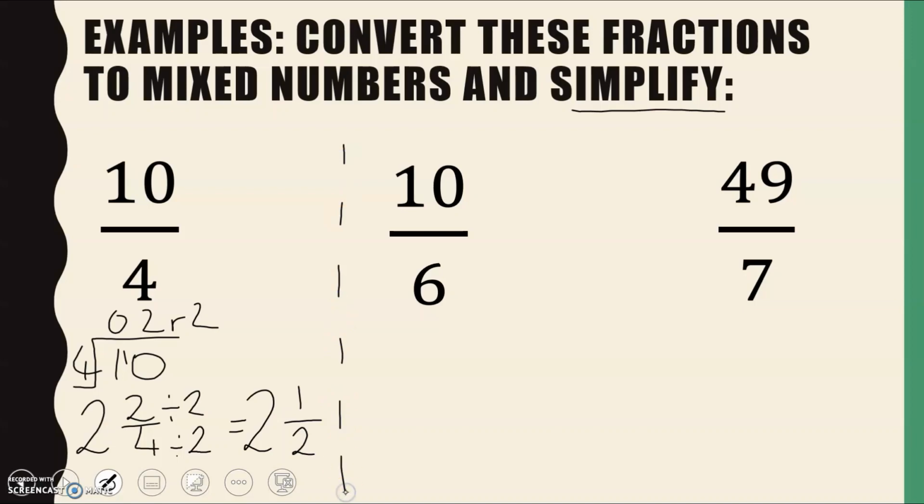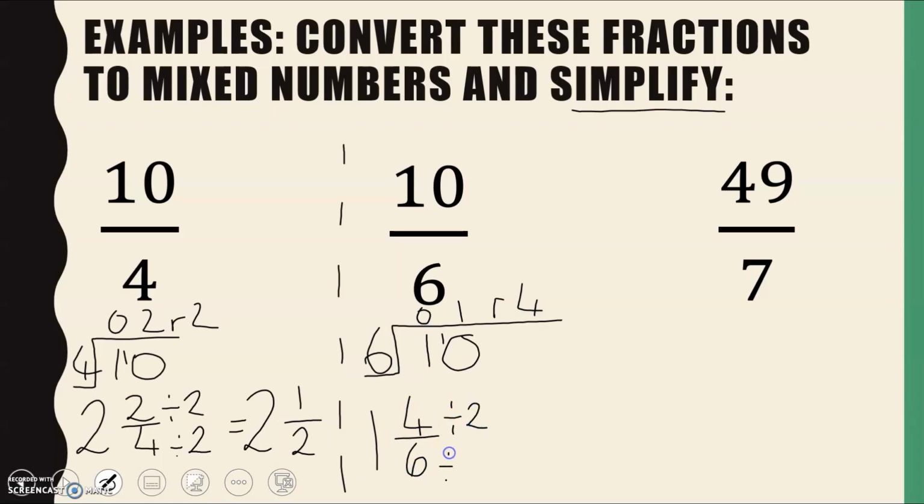Try the same again for our 10/6. So 6 into 10 doesn't go into 1, but it does go into 10 once with a remainder of 4. So I've got one whole number and I've got 4/6 as my fraction. Again, 4 and 6 are in my 2 times table, so we divide top and bottom by 2. I know that my 1 stays the same, it doesn't change. 4 divided by 2 is 2, and 6 divided by 2 is 3. So 1 and 4/6 is equal to 1 and 2/3.